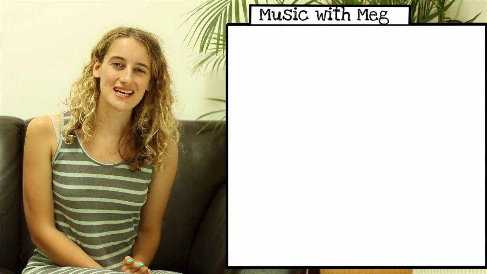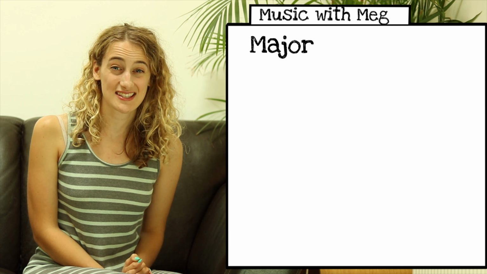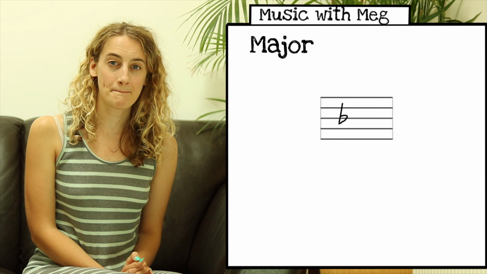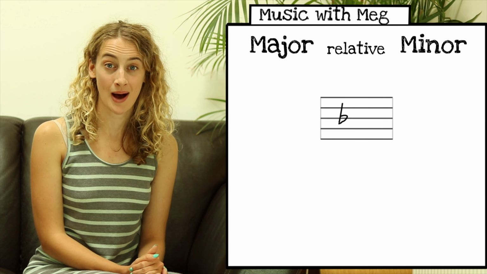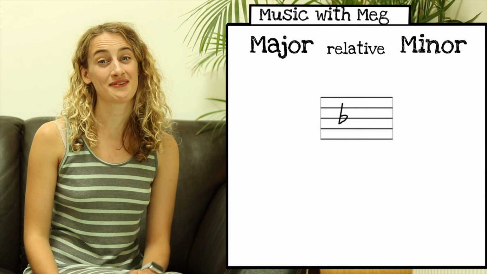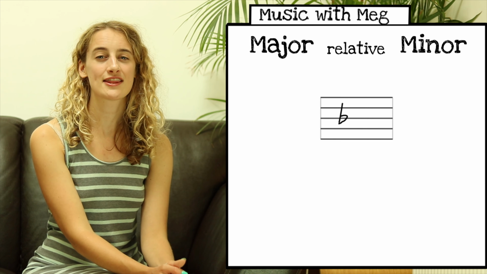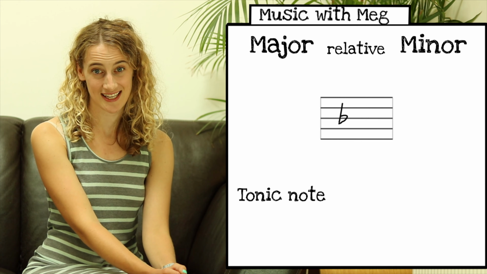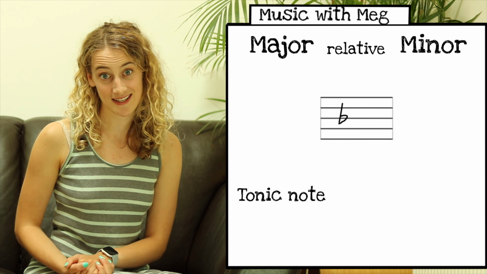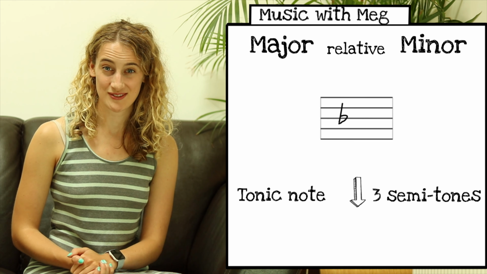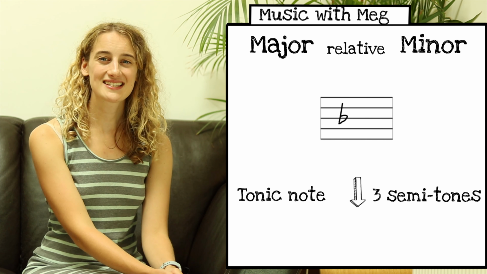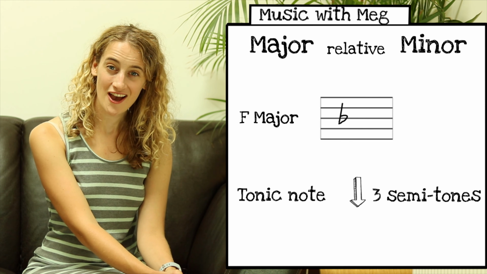Now, every major key shares its key signature with a minor key. We call this a relative minor. To find the relative minor, you can take the tonic note of the key signature, that's the starting note, and go down 3 semitones. For example, let's look at F major.